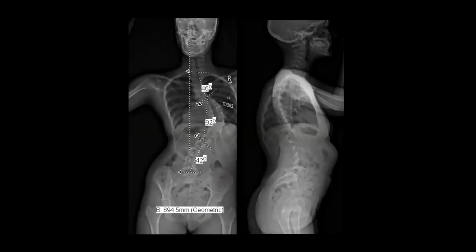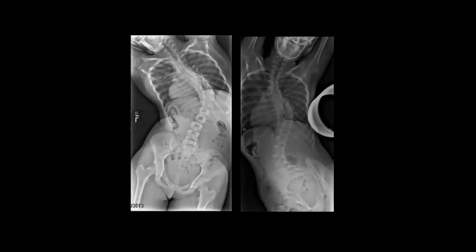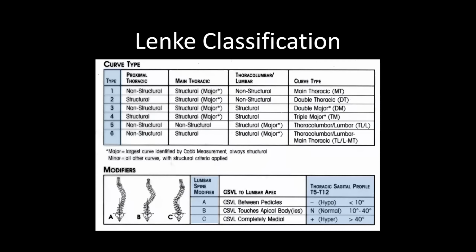Well, we obtain radiographs. We try and classify the curve. This is a main thoracic curve with compensatory proximal thoracic and lumbar curves. We get bending films to see which curves are rigid and structural or which curves are compensatory. And then we classify this curve according to the Lenke classification, which describes 6 different curve types, looking also at the lumbar modifiers and the sagittal view or the kyphosis, because kyphosis means you need a fusion.